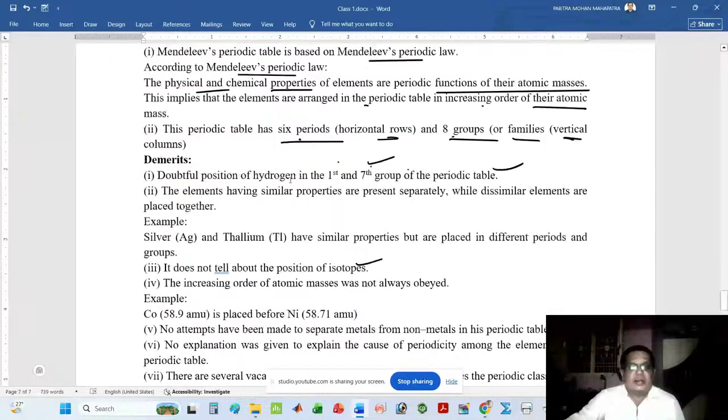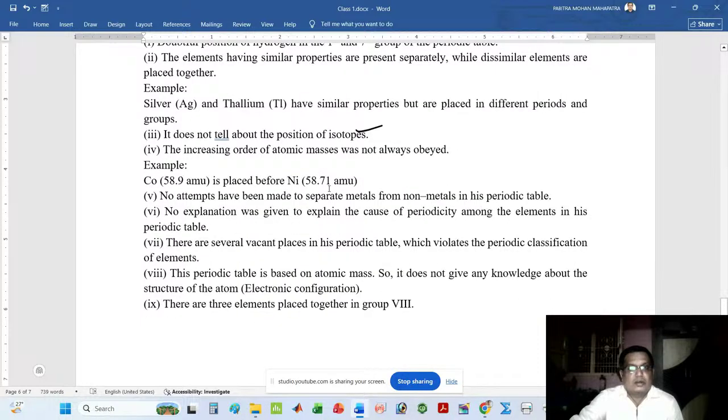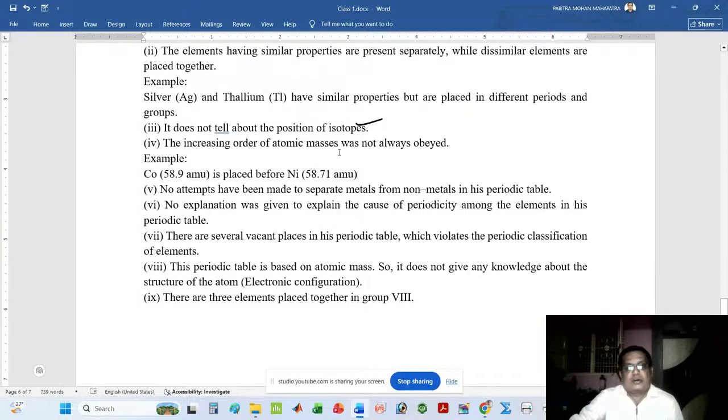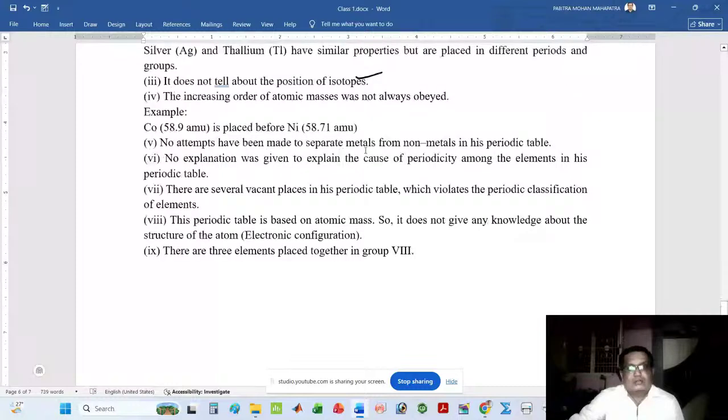Again, I will repeat. First demerit is the doubtful position of hydrogen. Second, the elements having similar properties are placed separately. Third, it does not tell about the position of isotopes. Fourth, the increasing order of atomic mass was not always obeyed. Fifth, no attempt has been made to separate metal from non-metal. No explanation was given to explain the cause of periodicity.